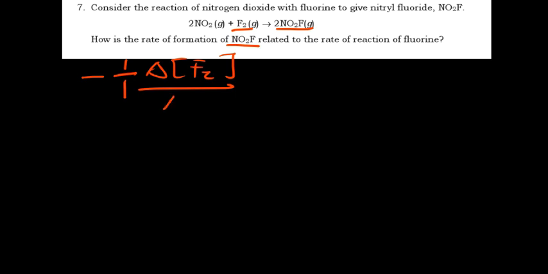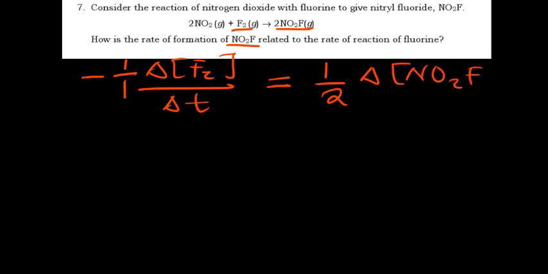over the change in time. That should be equal to, of course, 1 over 2, and then change in concentration of the nitryl fluoride, which is formed, over change in time. So this is the rate of formation, and this is the rate of consumption, or the rate of reaction of fluorine. So at the end of it all, if you are given values for fluorine and nitryl fluoride, you should be able to attain the same rate value. Now, we can equate the two to find the relationship that exists there.